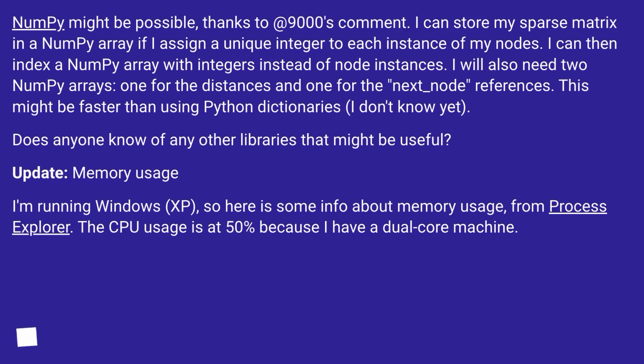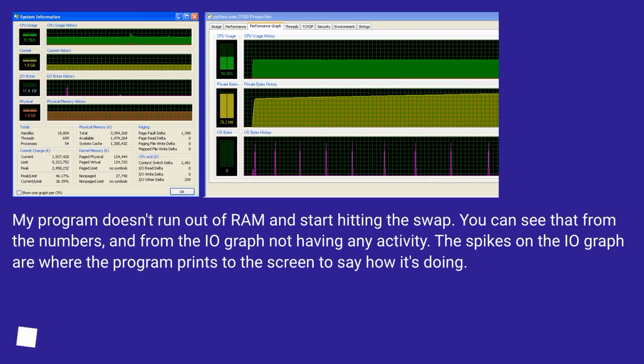Update. Memory usage. I'm running Windows XP, so here is some info about memory usage from Process Explorer. The CPU usage is at 50% because I have a dual-core machine. My program doesn't run out of RAM and start hitting the swap. You can see that from the numbers, and from the I/O graph not having any activity. The spikes on the I/O graph are where the program prints to the screen to say how it's doing.